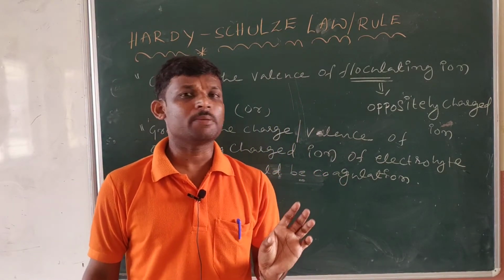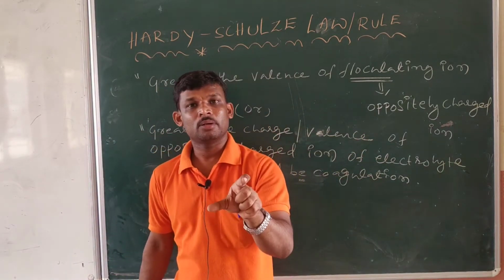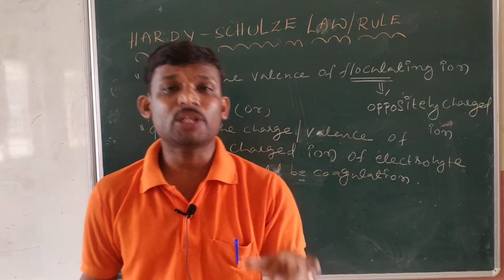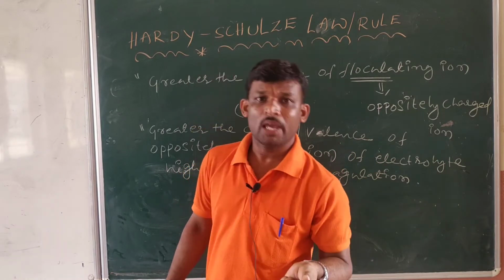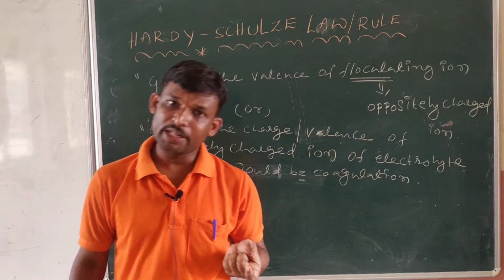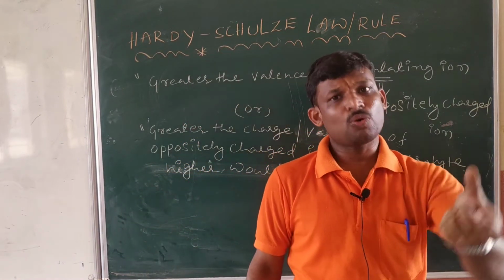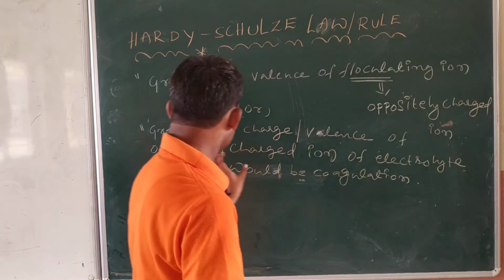And as well, when I added this aluminum sulfate to the negative sol, the electrolyte containing aluminum Al plus 3 particles can interact with the sol particles. Am I right or not? But how? What is the meaning of this one?